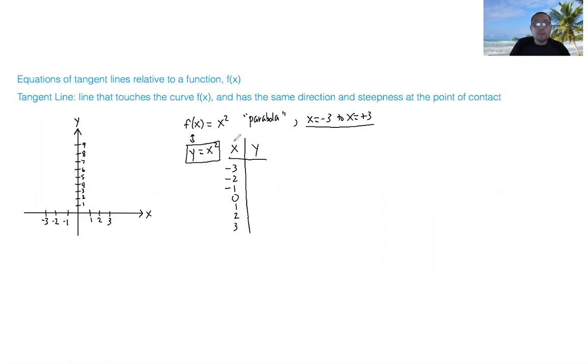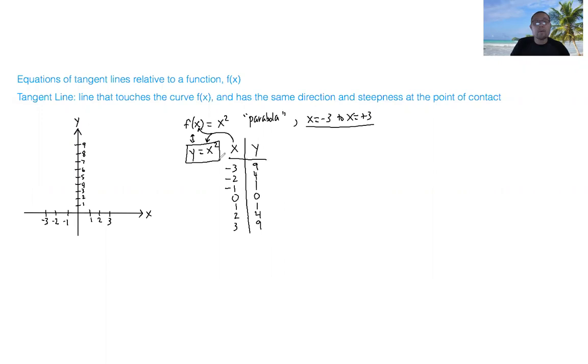Wherever we see x in our function, in this case x squared, we're just going to plug in these values and figure out what value of y we get out. So -3 squared is 9, -2 squared is 4, -1 squared is 1, 0 squared is 0, 1 squared is 1, 2 squared is 4, and 3 squared is 9.